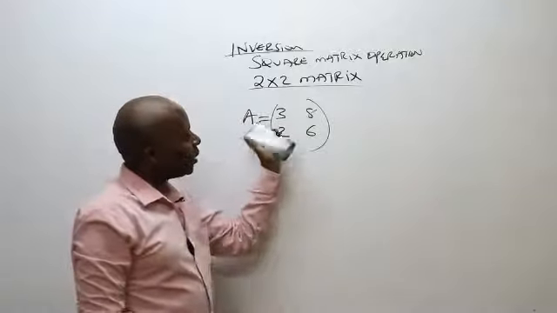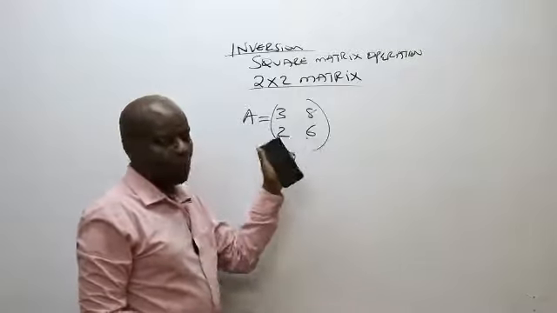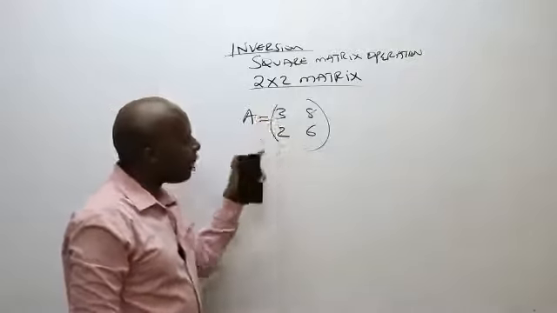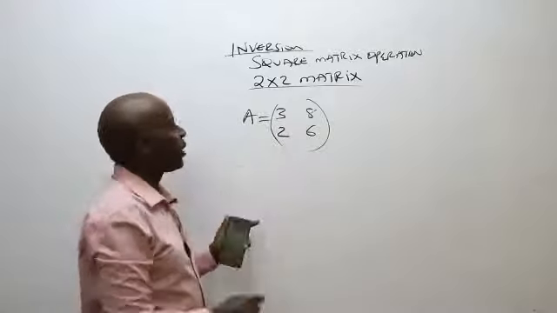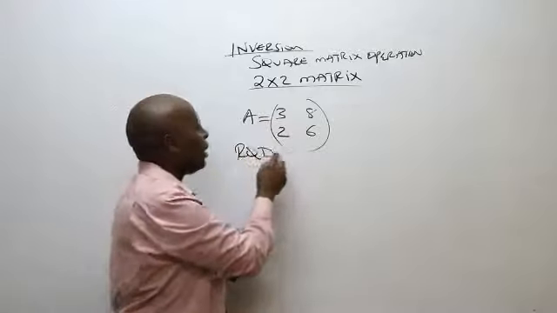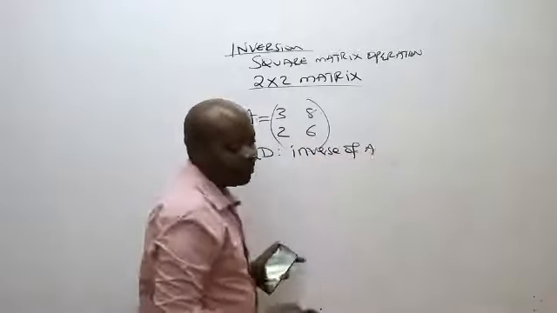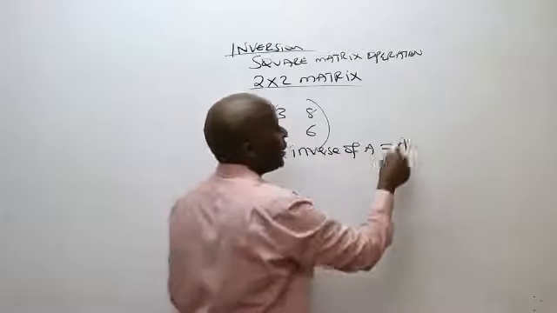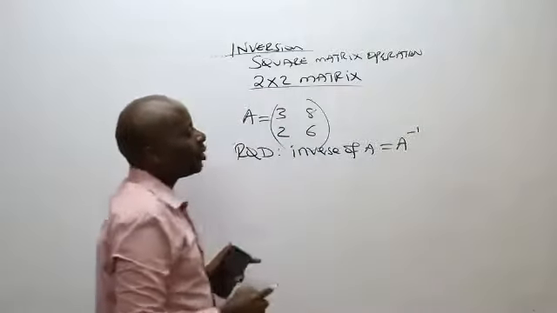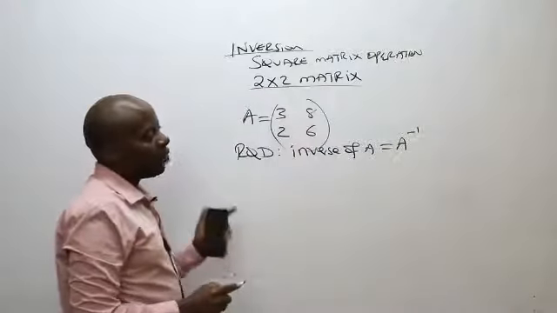You can see this has got how many rows? 2 rows. With how many columns? 2. So it's a square matrix, and if it's a square matrix, then we can very easily inverse it. They want us to give them the inverse of A. So inverse of A is A raised to minus 1. That is the symbol of inverse of A.